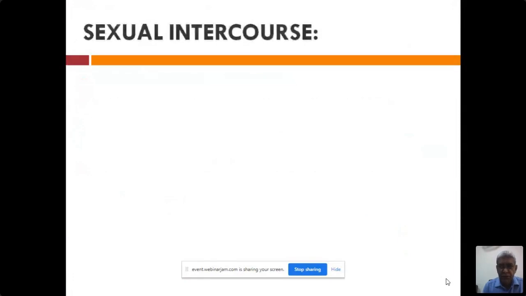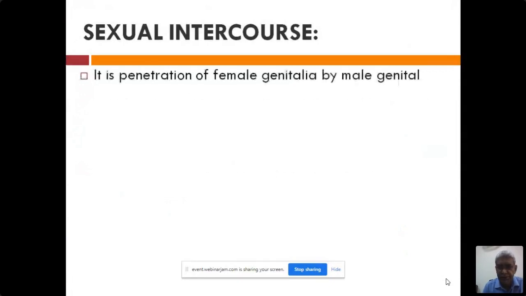What is sexual intercourse? Sexual intercourse is the penetration of the female genital tract by the male genital. To constitute the act of sexual intercourse approaching the sexual offense, it is not necessary that there should be complete penetration of the female genitalia by the male genital. Mere vulval penetration is sufficient to constitute the act of sexual intercourse, which may amount to the level of the sexual offense.